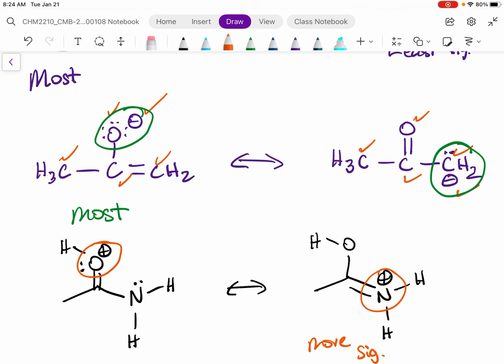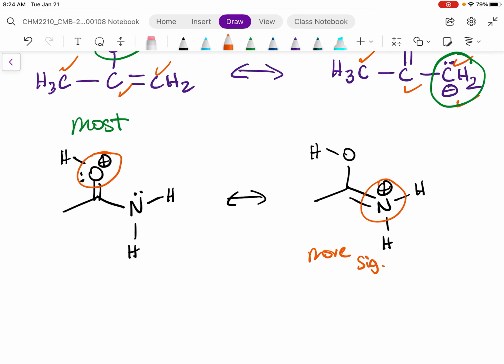Alright? So when you look at these two examples again and study that out, you'll see that we cannot use the exact verbiage where it says all things being equal, the negative charge is going to be on the more electronegative atom. That is true when there is a negative charge, but when there's a positive charge, you have to think a little bit differently about that process. Does that make sense? Okay.